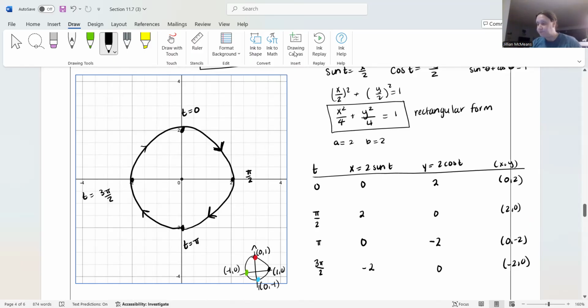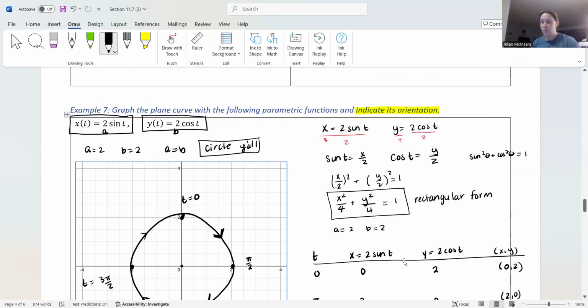We found the rectangular form. We didn't really have to have it. I just wanted you to get practice finding that rectangular form. It also helps us verify that we're dealing with a circle here. We know that because A and B are the same, we're traveling the same distance in the A direction as we are in the B direction, which gives us that circle. So there you have it. That is graphing a plane curve with the following parametric functions, specifically indicating orientation.